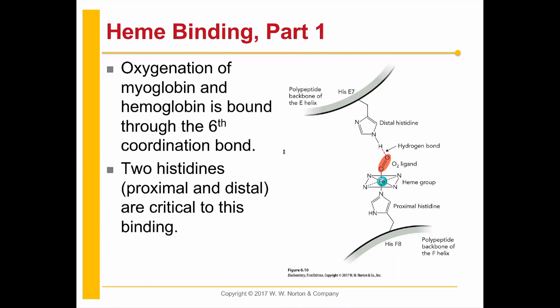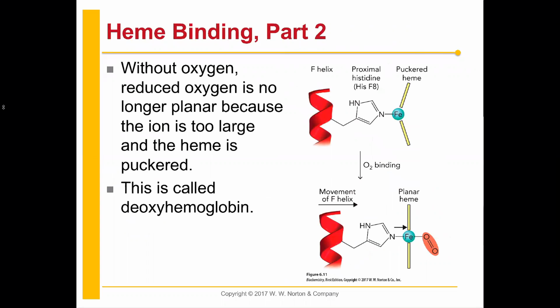So when we look at that, what we see is that without oxygen, the reduced iron is no longer planar. So here's our puckered heme. Here's our proximal histidine. This atom, its electron size is bigger because it only has one bond to it, one interaction site.